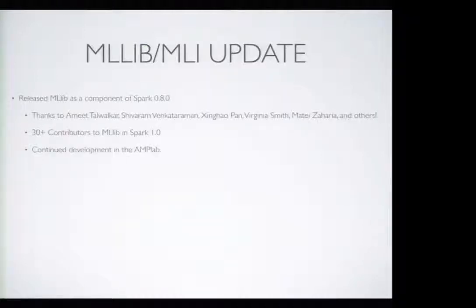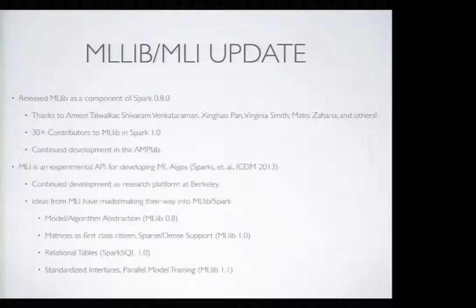So MLlib and MLI. First, MLlib we released as a component of Spark 0.8. It was just a few of us in the lab working on this initially, and it came out in, I guess, September. And since then, there's been unbelievable open source involvement in the project. 30 contributors to MLlib in Spark 1.0. There's been continued development in the AMP Lab, but there's also been a lot of open source contributions. So things like decision trees and naive Bayes and SVD all came from open source community members. So that's been absolutely wonderful to see.